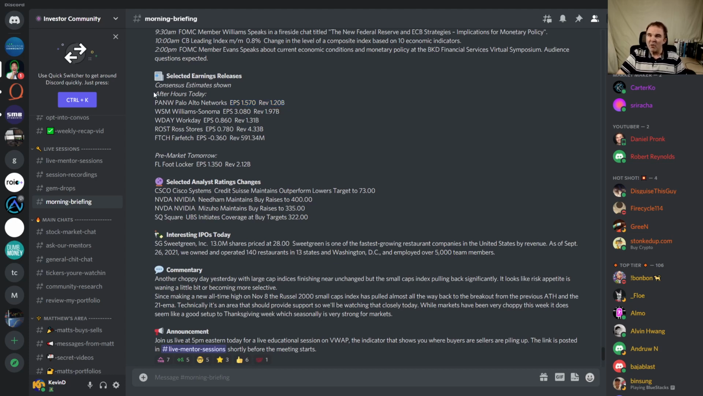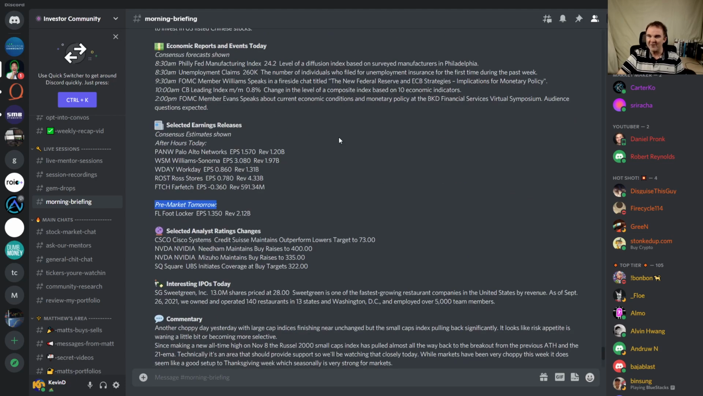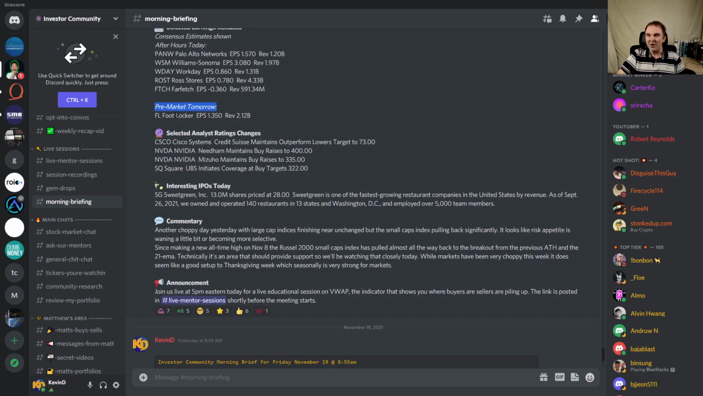All right, so I've split this into two. We have after hours today, so that's after the market closes. That's when most earnings are released. But a lot of companies will release their earnings in the morning before the market opens. As you can see, Foot Locker was. So this is the pre-market tomorrow. So I'm looking at Thursday's list here. So Foot Locker released on Friday morning. So it gives you a little advanced warning that that's coming out.